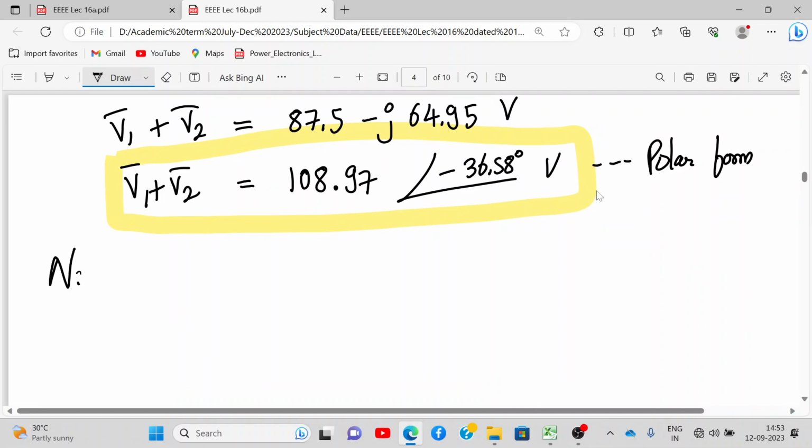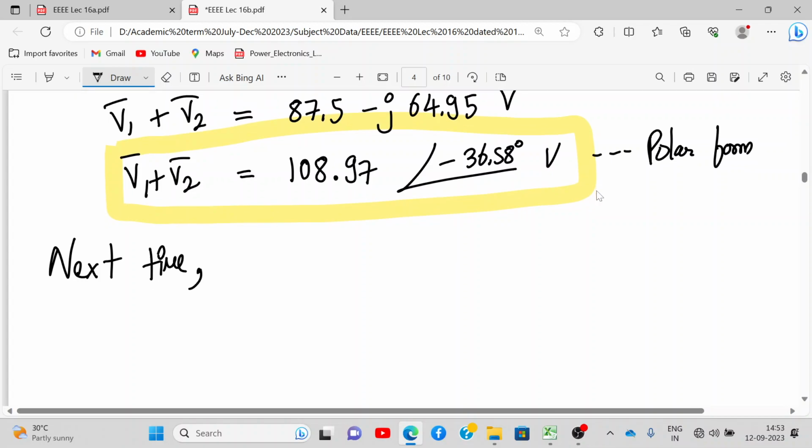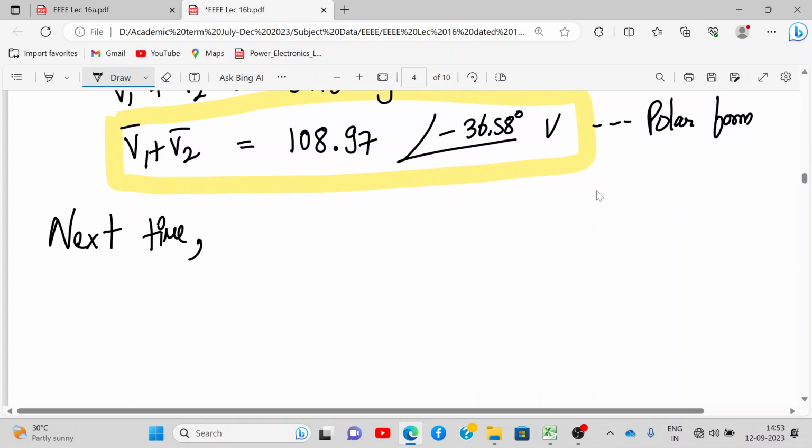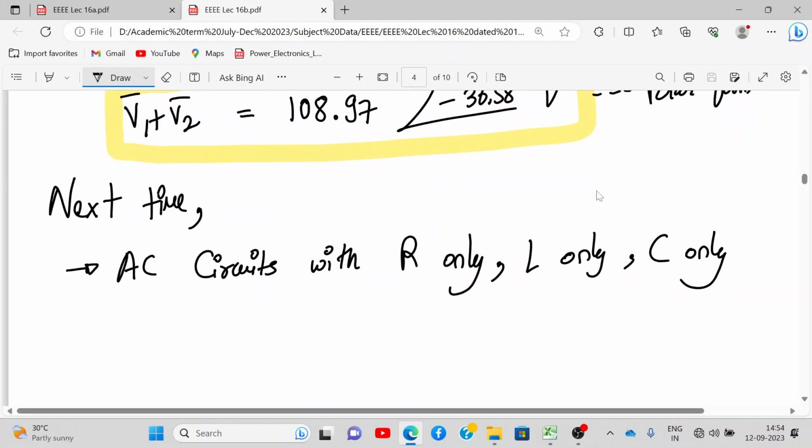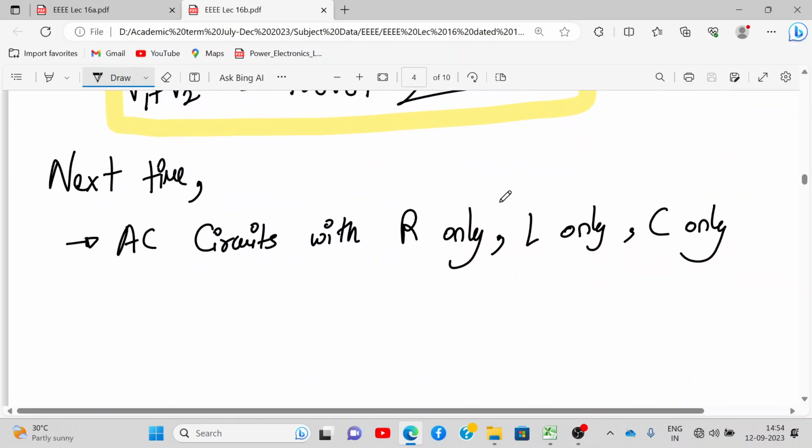Next time, I'll just give you a preview, just like in episodes, they give you a preview of the next episode. So, preview of the next lecture will be, I'll start with AC circuits with R only, L only, and C only. Meaning, we will study the behavior of AC circuits with resistance alone, capacitance alone, and inductance alone. Alright, so that we will do next time.